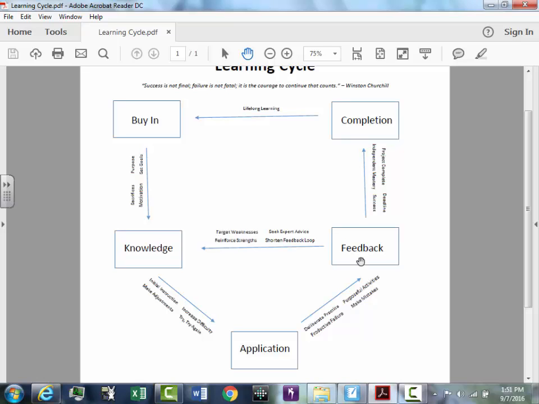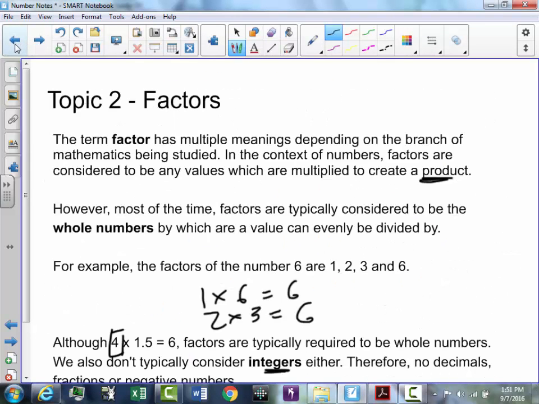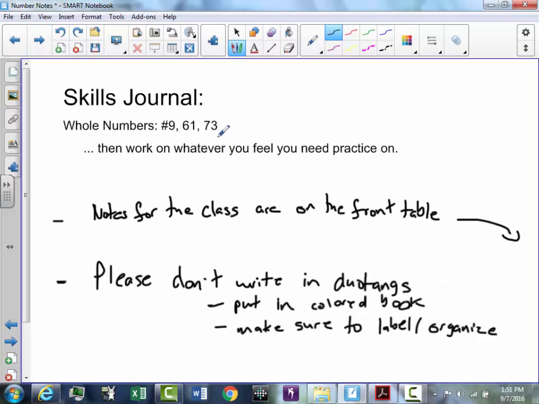Things to work on then. Your assignments, I always recommend do it little by little. So work on the assignment. And we are going to take these journals at some point and take a look over them. If you haven't done, at the very, very minimum, numbers 9, 61, and 73, I wanted you to do that for warm-up. It's a little late for that now. But try something else then.